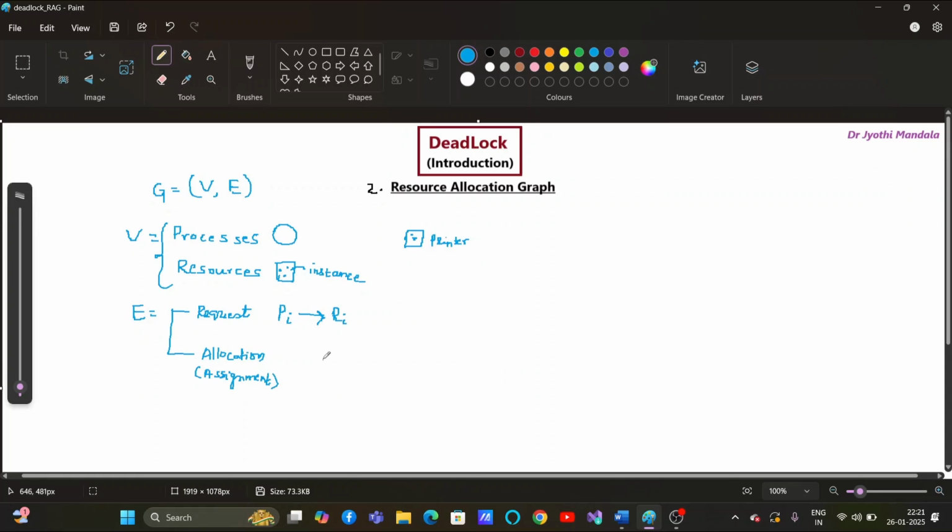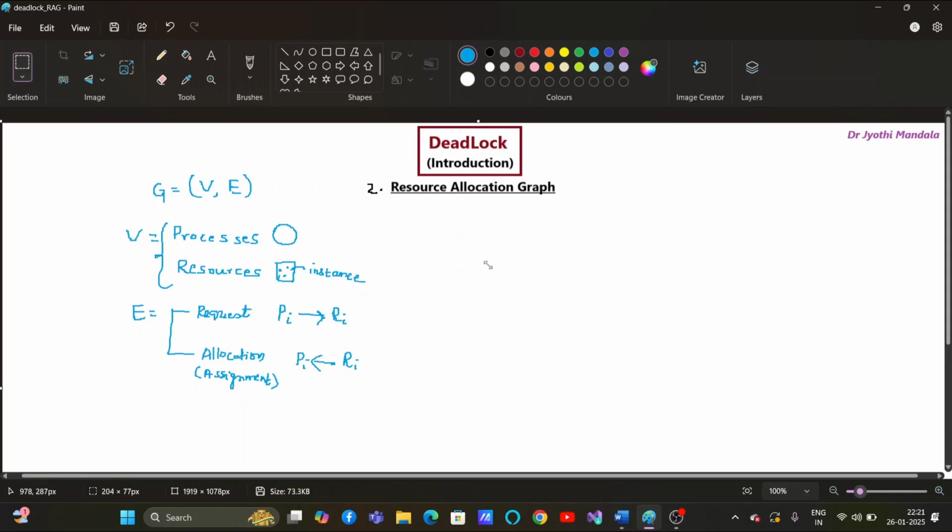If a resource Ri has been assigned to a process Pi, then there will be an edge from Ri to Pi. So this is your request edge and this will be your allocation edge, and these are your vertices. Having these things in mind, if you are able to construct one graph, by seeing that graph we can tell whether our system is in deadlock state or not. So with this basic background, let us see multiple cases.